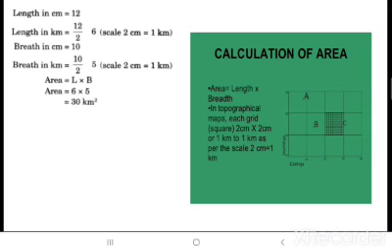Suppose you are asked to find out the area of the river which is flowing in that particular section. You first have to see how many grid references are occupied, and each box is equal to 2 centimeters. If there are 6 boxes, how many centimeters would the length be? 6 into 2. Similarly for the breadth, if 4 boxes are there, the breadth will be equal to 4 into 2, because each grid reference is equal to 2 centimeters.